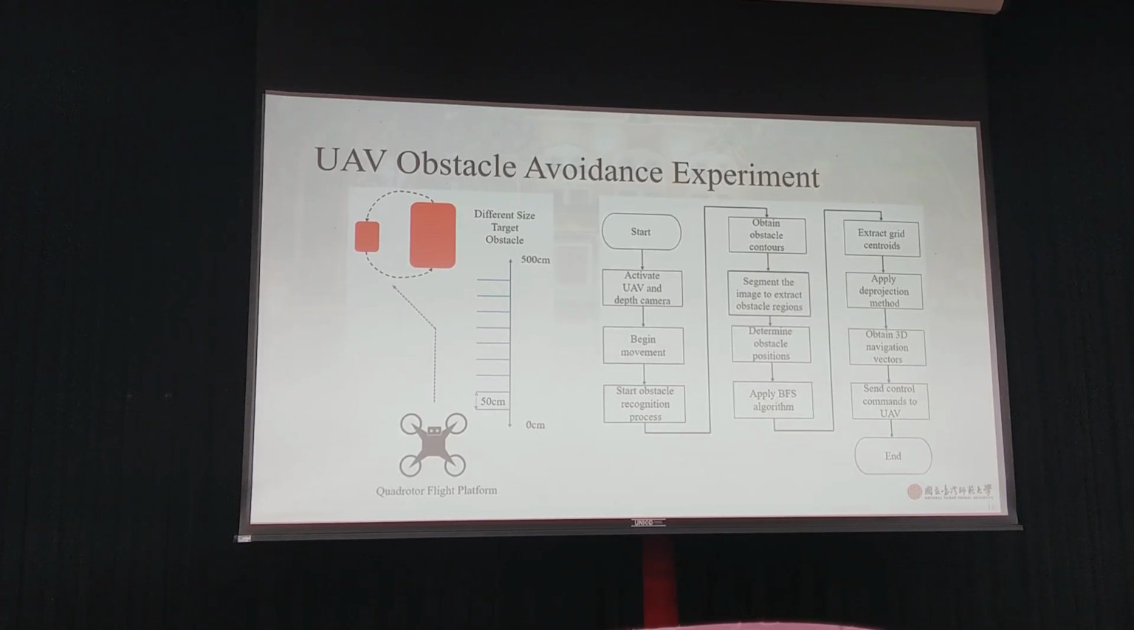The UAV starts at a distance of 500 centimeters and gradually moves closer while performing avoidance tests. The system detects obstacles in real time and generates a guidance vector for avoidance. The obstacle avoidance success rate is recorded and the minimum safe distance is analyzed under different starting distances and obstacle sizes.